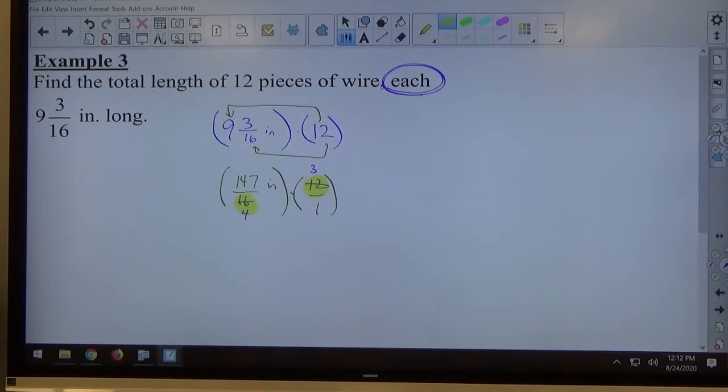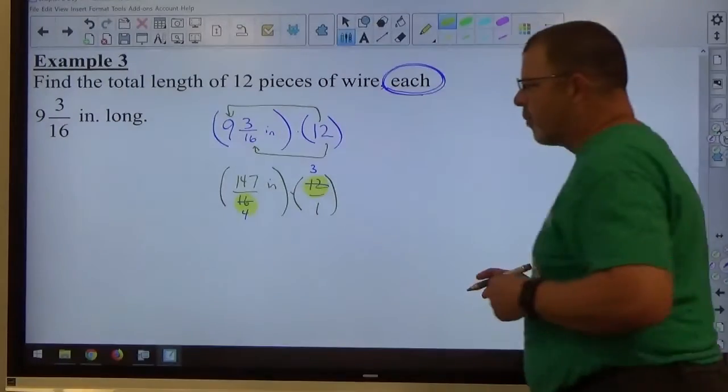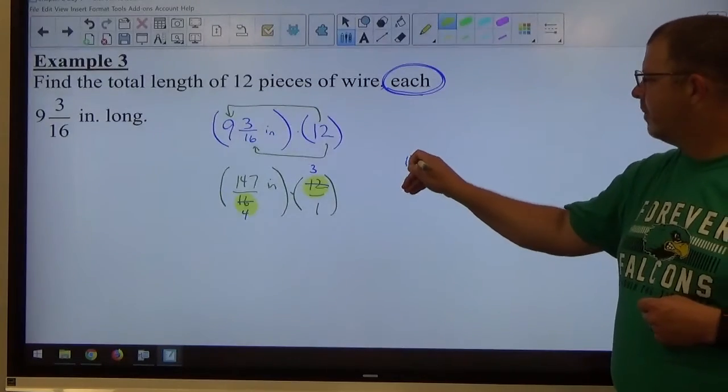Anytime you reduce, you're making numbers smaller. Anytime you make numbers smaller, you're making the problem easier. So it's worth doing, right? And then I just got 147 times 3 on top.